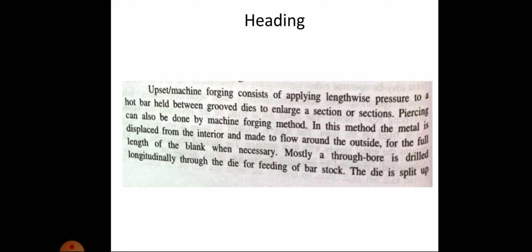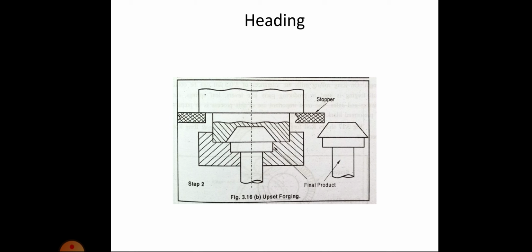Next one is heading. This is a diagram. Heading or upset forging consists of applying lengthwise pressure to a hot bar held between grooved dies to enlarge a section or sections. Piercing can also be done by machine forging method. In this method, the metal is displaced from the interior and made to flow around the outside for the full length of the blank when necessary.